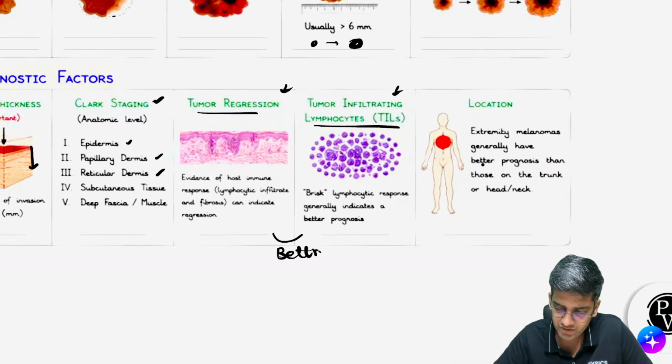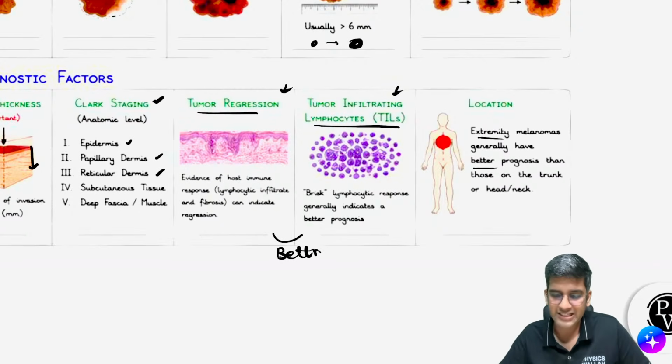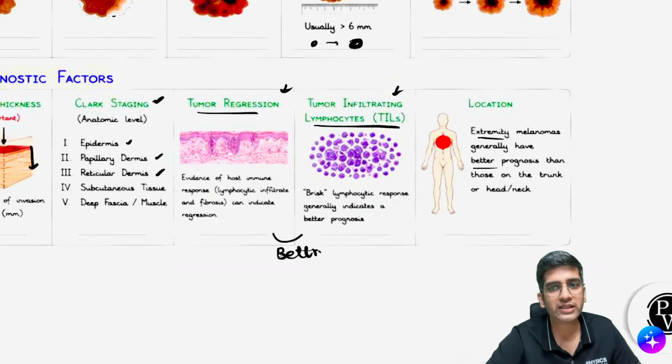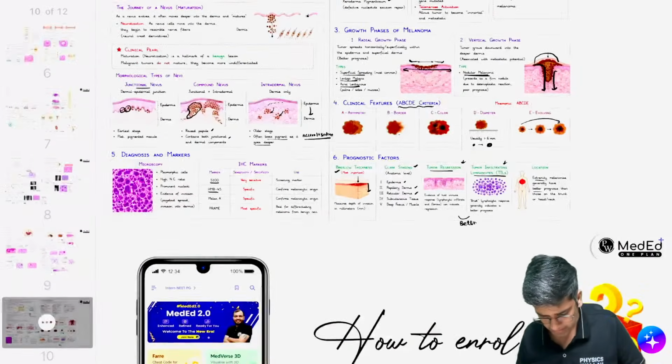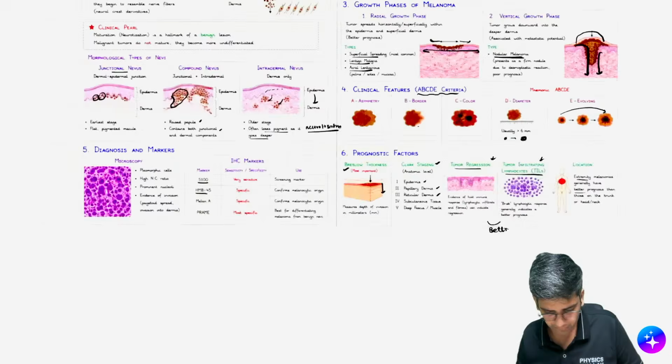Fine. And generally an extremity melanoma has a better prognosis compared to melanoma of the head and neck or the trunk, fine. This is in short about melanoma. You want to know about basal cell carcinoma and squamous cell carcinoma, I'll talk about them as well, fine.